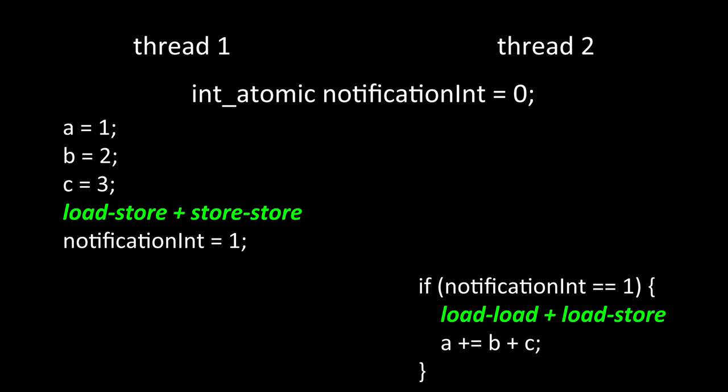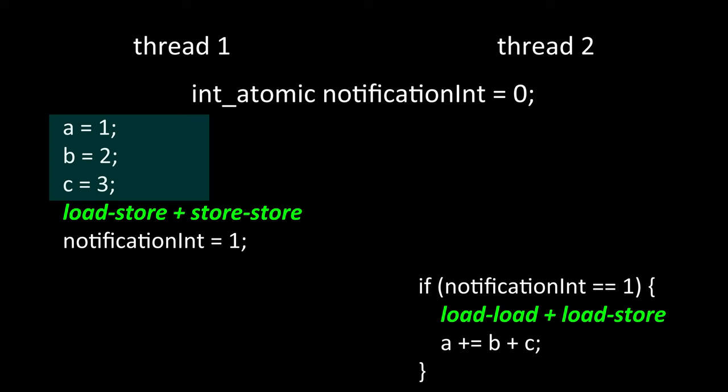You may wonder if we need ABC to be atomic too. The answer is no, we actually don't. Note that when the notification is set, thread 1 already finished storing ABC, so thread 2 will not get torn reads. That's what memory barriers get us. In essence, everything here happens before everything here.